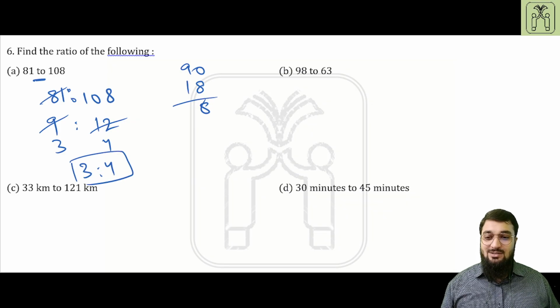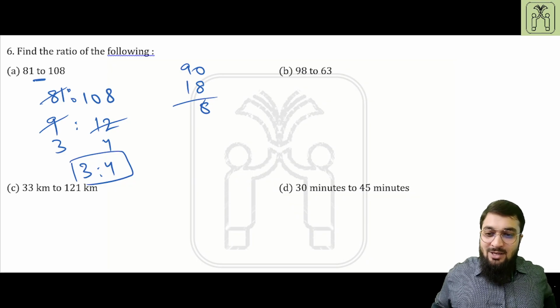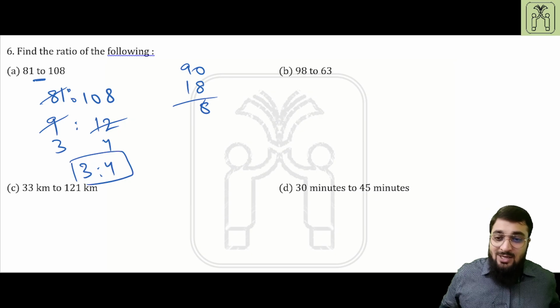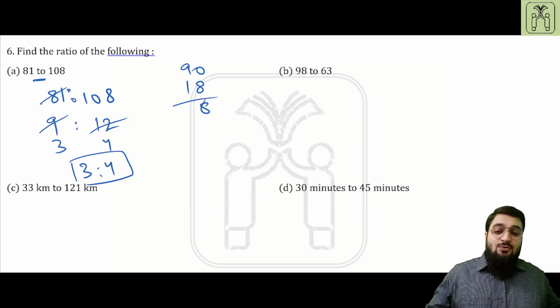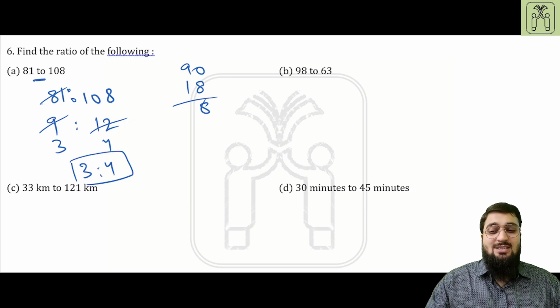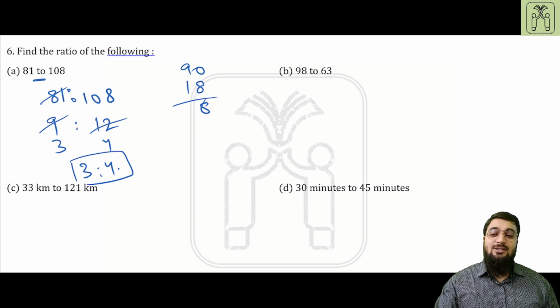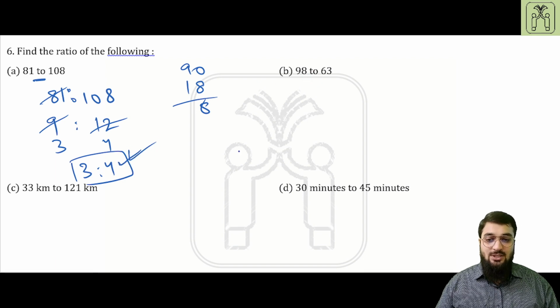That is the answer. If you will multiply 3 by 3, you will get 9, and then you will multiply 9 by 9, you will get 81. If you will multiply 4 by 3, you will get 12, and 12 by 9, you will get 108. Therefore, the answer is correct. 98 to 63. I will give you 10 seconds, try to solve it, and then we will start.